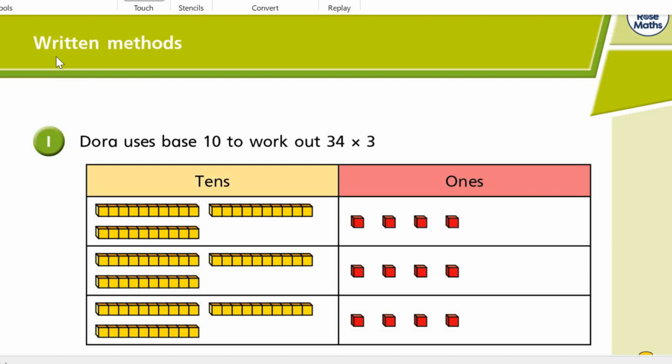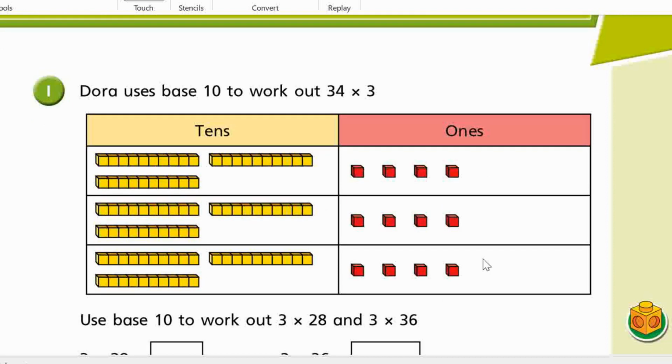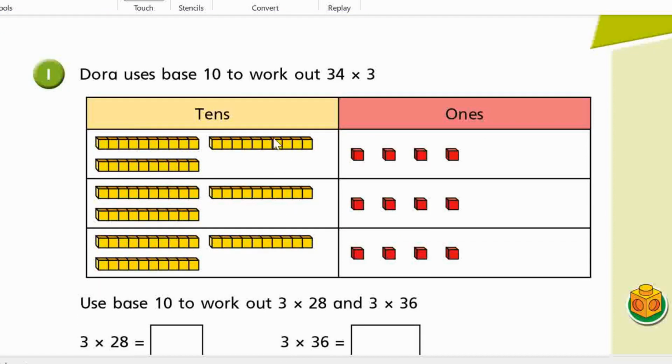So today we're doing written methods. We had a little look at this morning. Dora uses base 10 to work out 34 times 3. So she's put the tens here and the units, the ones, here, okay? Now, this makes it a bit easier because all you have to do is count.